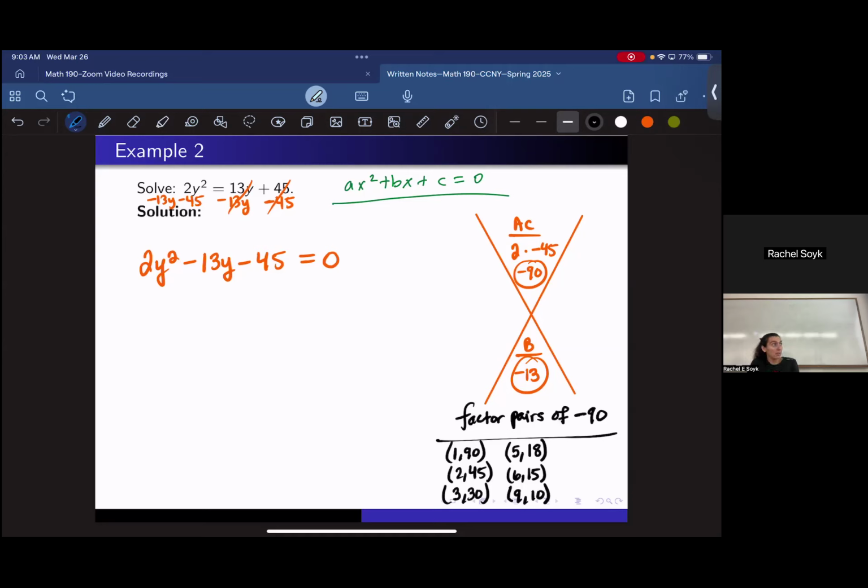So we're not looking at positive 90, we're looking at negative 90. So now we got to manipulate using some negatives. And so do any of these factor pairs add up to negative 13 and multiply to negative 90? Which one? The 5 and negative 18, right?